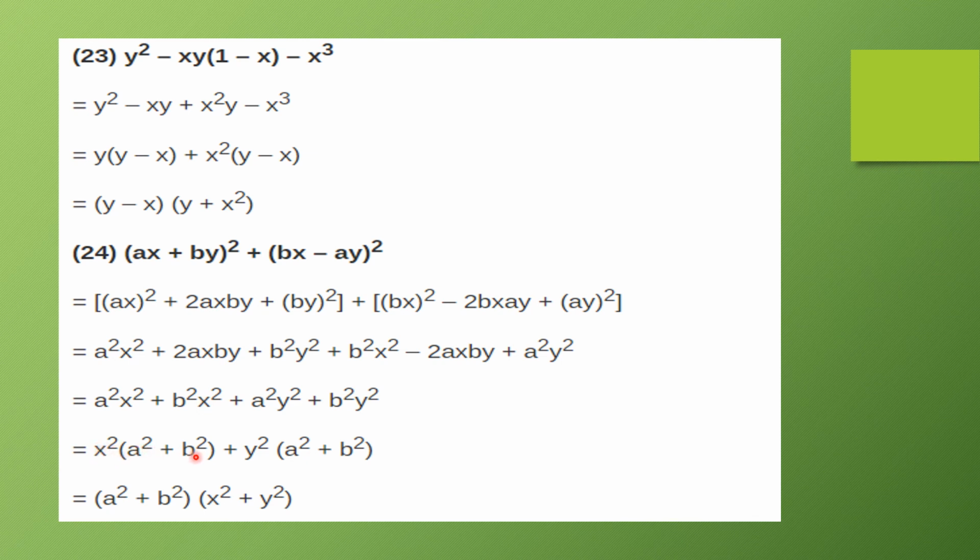We get a squared plus b squared, and y squared is a common term. We get a squared plus b squared. And what are the two factors over here? A squared plus b squared into x squared plus y squared.